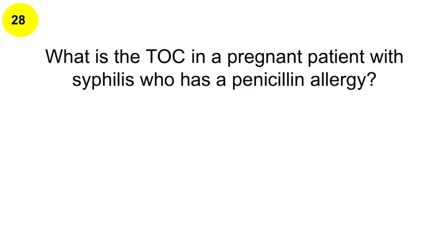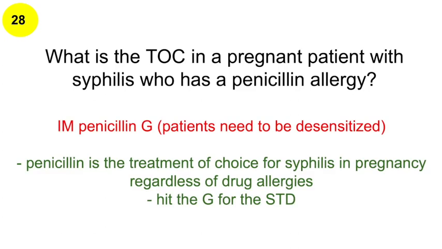Intramuscular penicillin G, because the patient needs to be desensitized. Penicillin is the treatment of choice for syphilis even in pregnancy, regardless of drug allergies. So remember that there are two types of penicillin: you can have penicillin G and penicillin V. So how you can remember which is which is by saying hit the G for the STD.